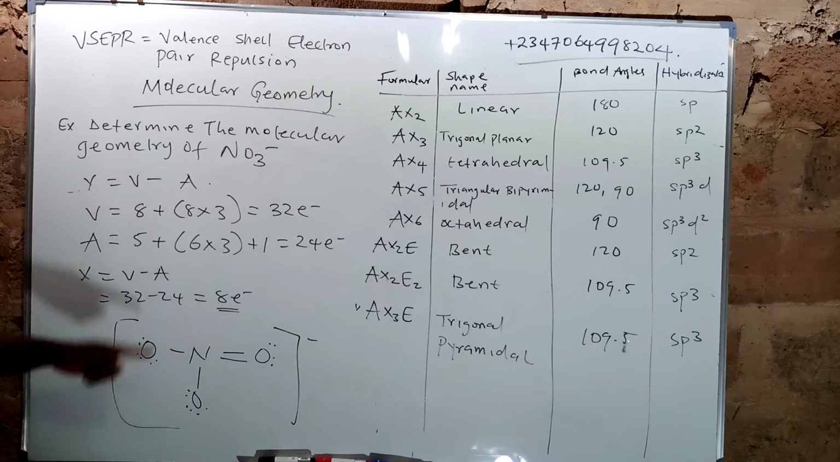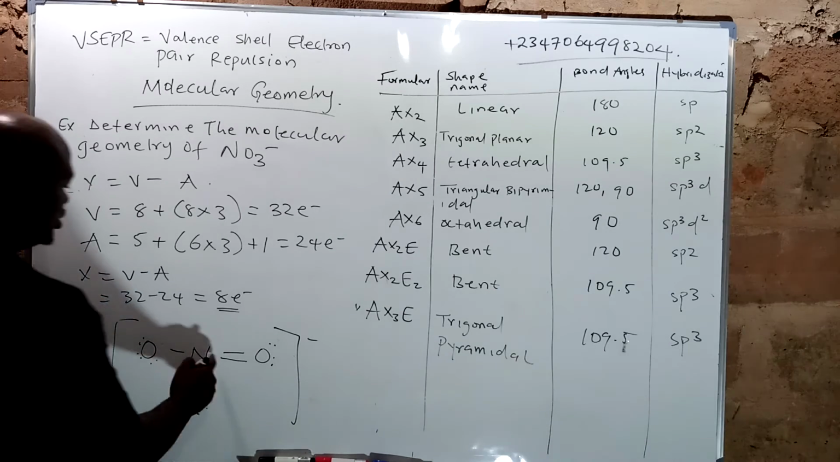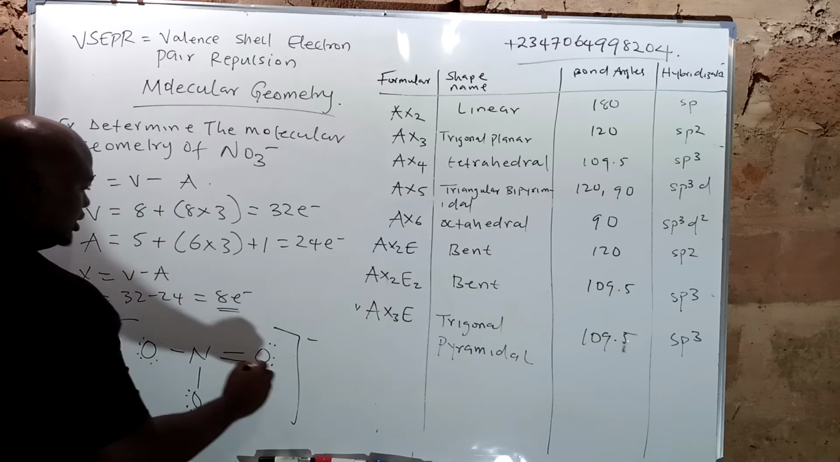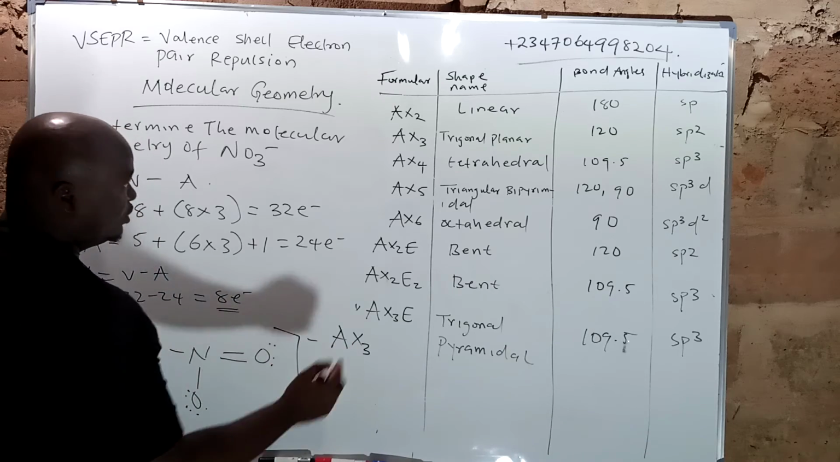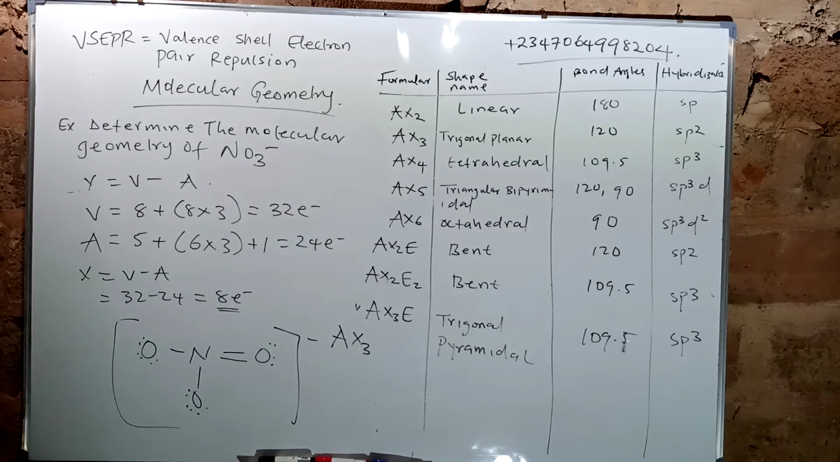Now, we want to know the shape. So the shape of this molecule is actually AX3. We don't have a lone pair. So AX3, that is trigonal planar. And the bond angle is 120 degrees, and it's sp2 hybridized. Now, there is something I also want to talk about. A little bit of classwork under this.